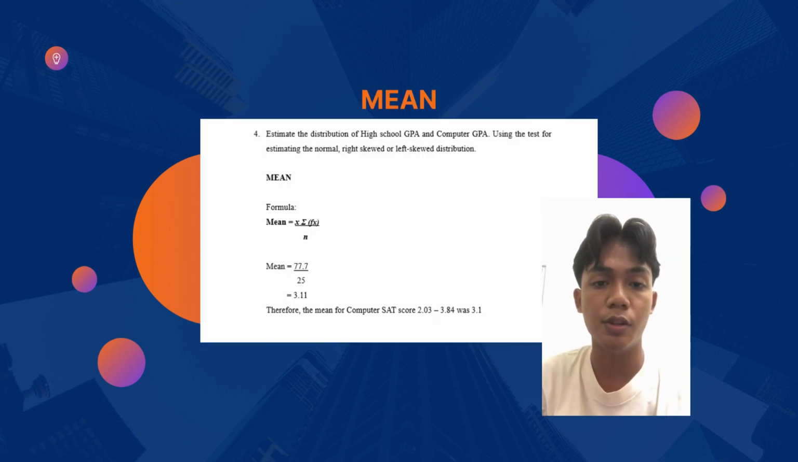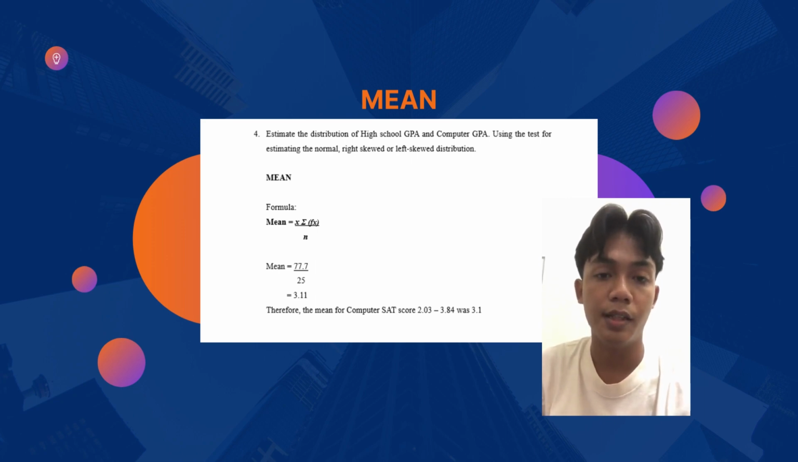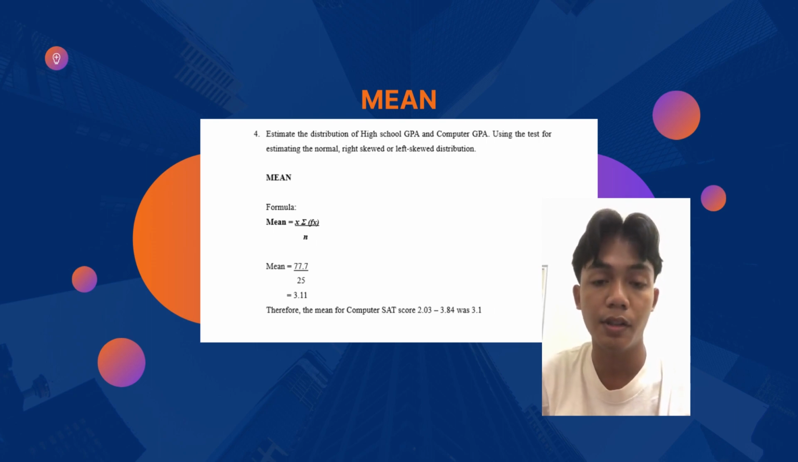Estimate the distribution of high school GPA and computer GPA in question 4. Using the test to determine whether a distribution is normal, right or left skewed. It can be concluded from the analysis that with a mean of 3.11, median of 2.955, and mode of 3.51, the distribution of high school GPA appears to be significantly left skewed. The mean, median and mode of the distribution of the computer GPA indicate that it is roughly normal.